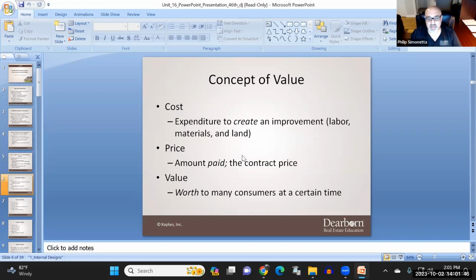So let's look at the concept of value. There are different ways to approach the value of property. You have a cost approach. That's an expenditure to create and improve. That's the labor, the materials, the land, like what it costs to build a house. Price is the amount paid, the contract price, like what the houses are selling for. And value is what it's worth to many consumers at a certain time.